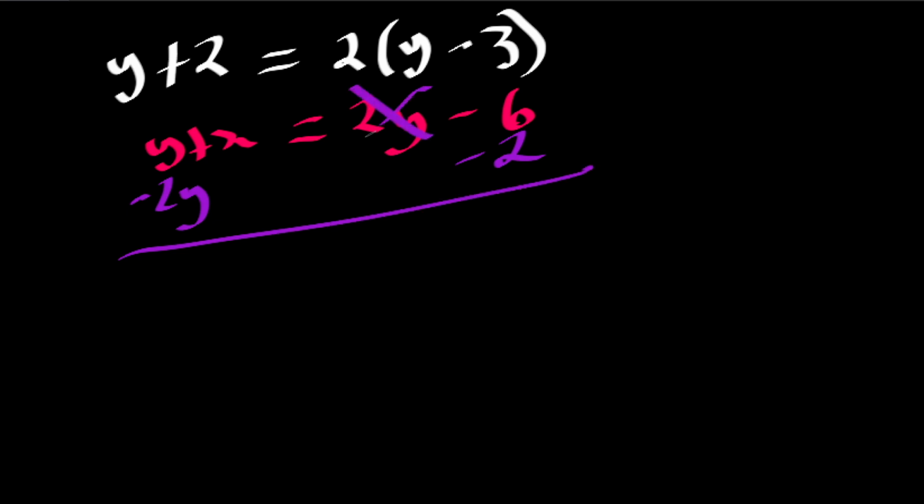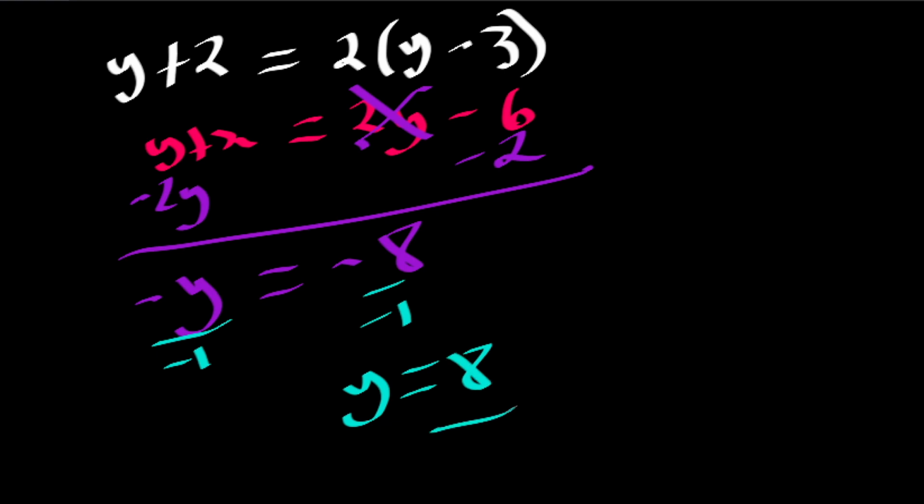Once again, I have videos on multi-step equations, so be sure to check those out if you're struggling with any of this. So let's see, negative y equals negative 8. So now we need to get rid of this negative, so we would divide by negative 1. y is equal to 8. All right, so that would be our answer.